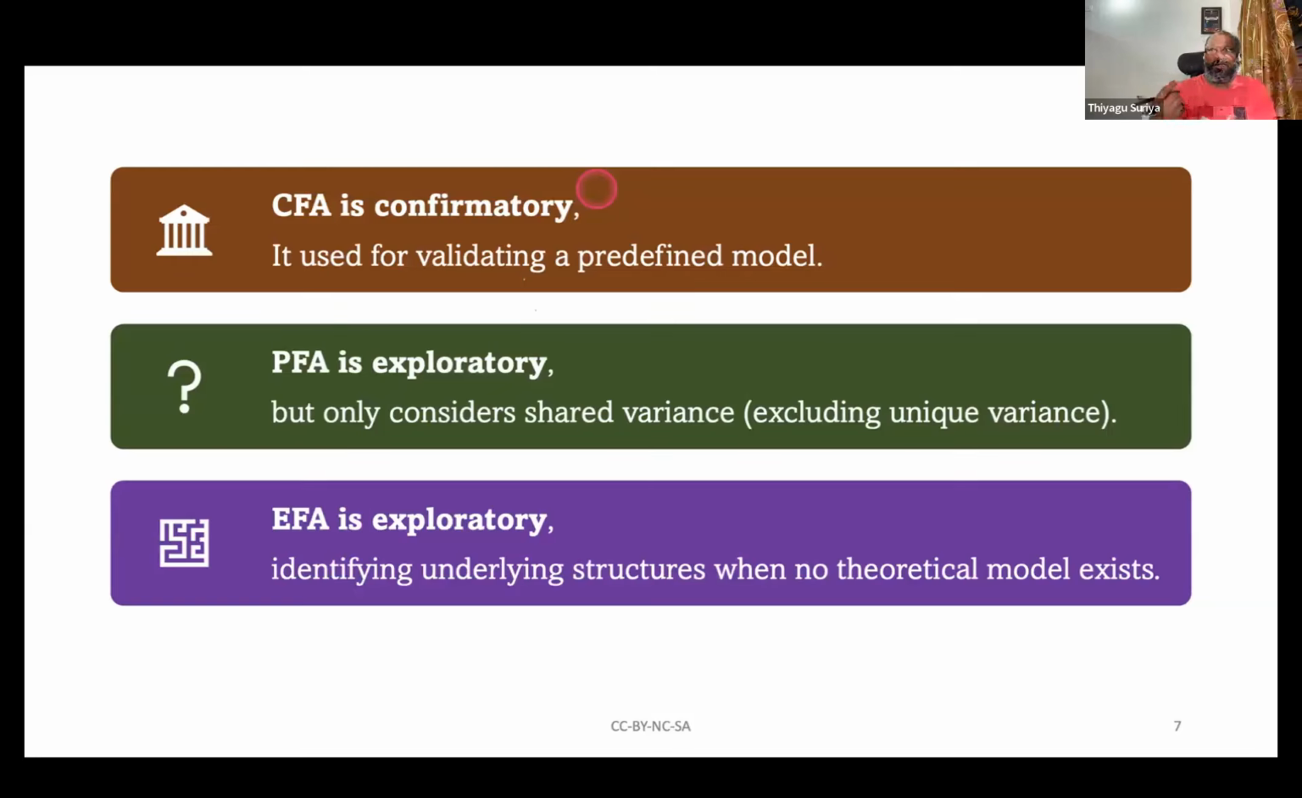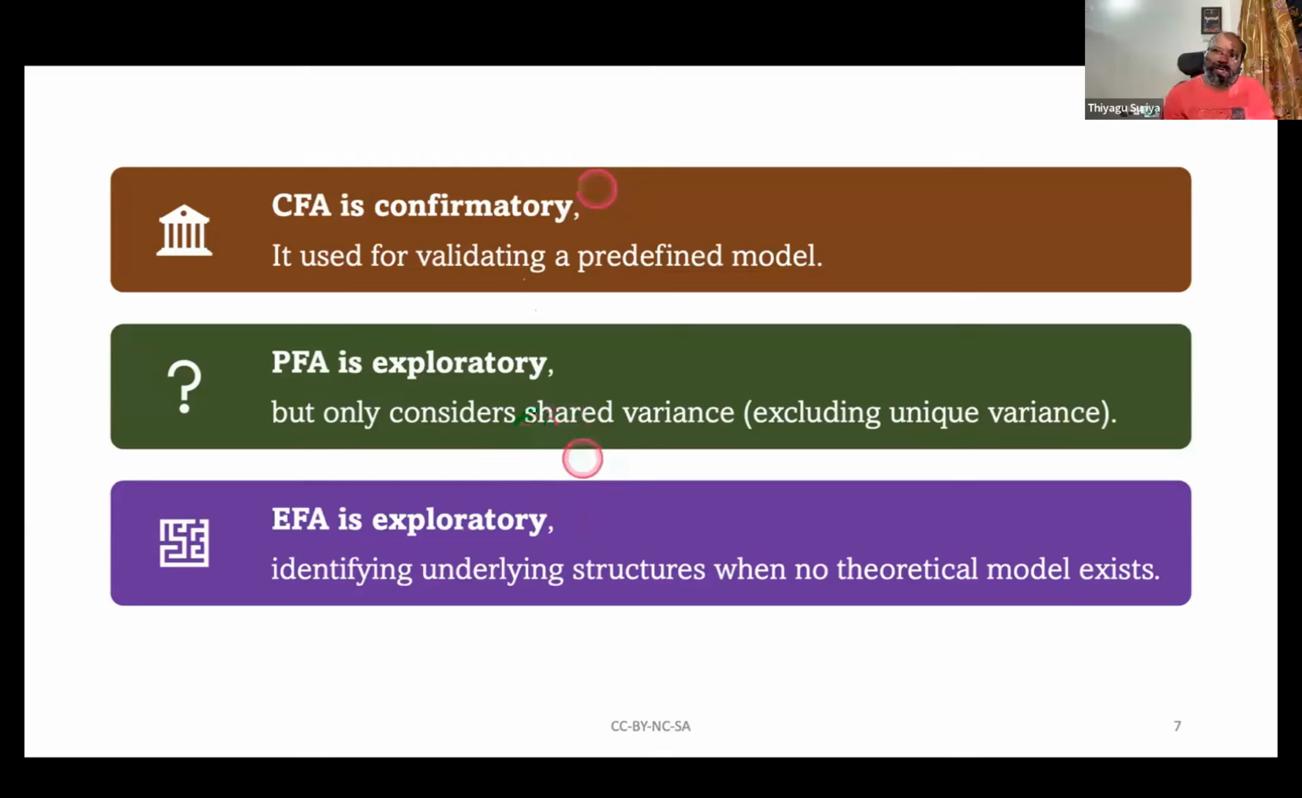Particularly, go with this for an old variable. When you go with a new variable, you can find this kind of theoretical gaps. If you have an already existing variable that a lot of people have already studied, automatically there's a lot of theory to support it, then go with confirmatory. PFA and EFA are basically exploratory.